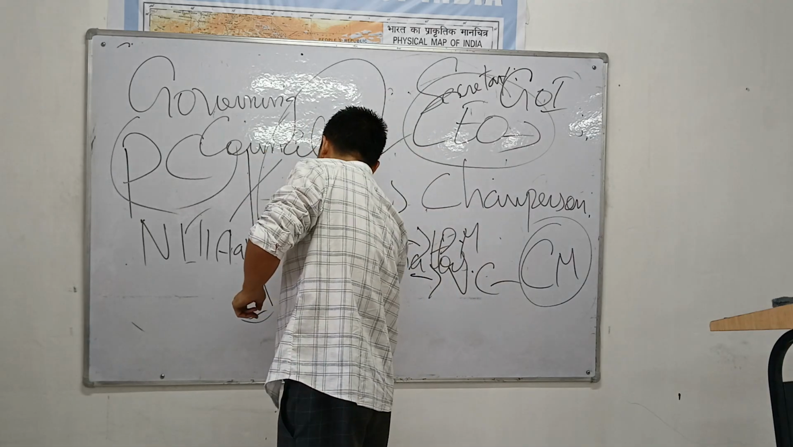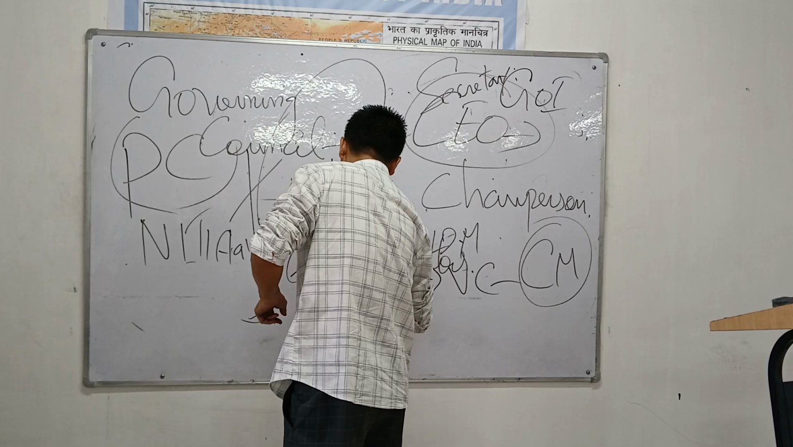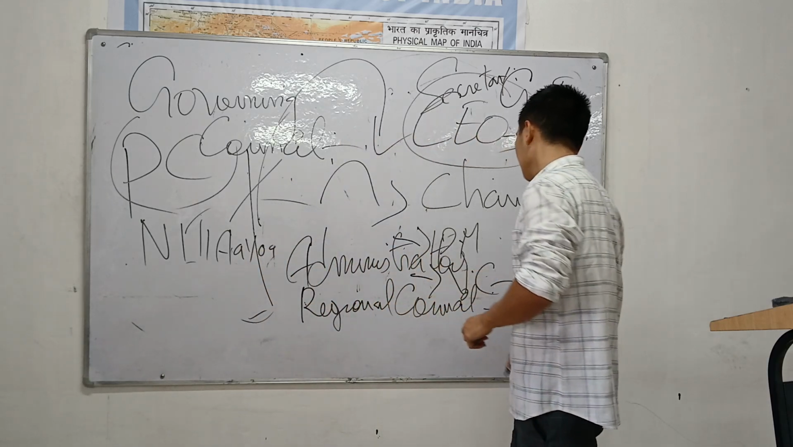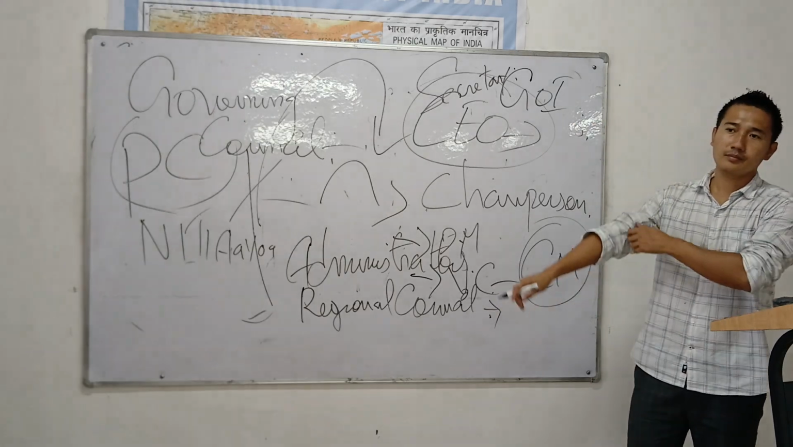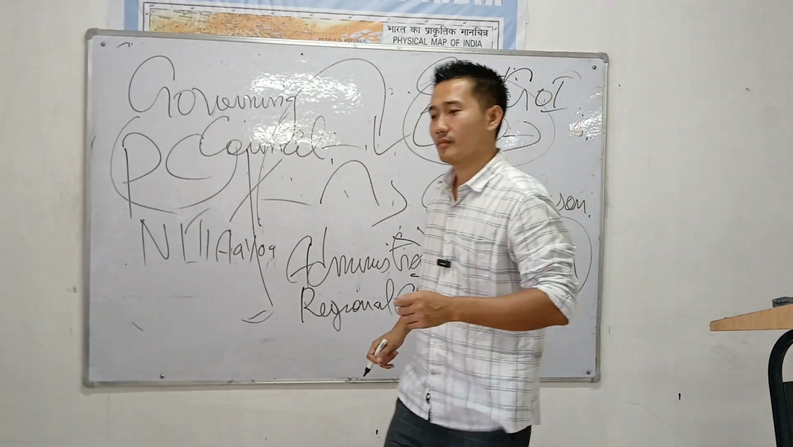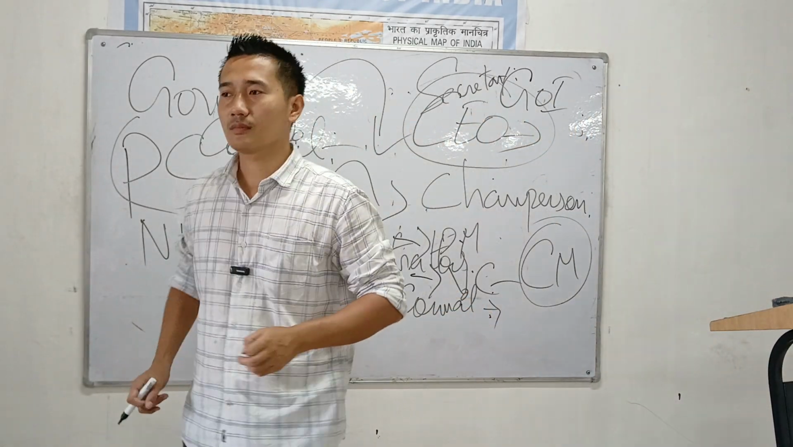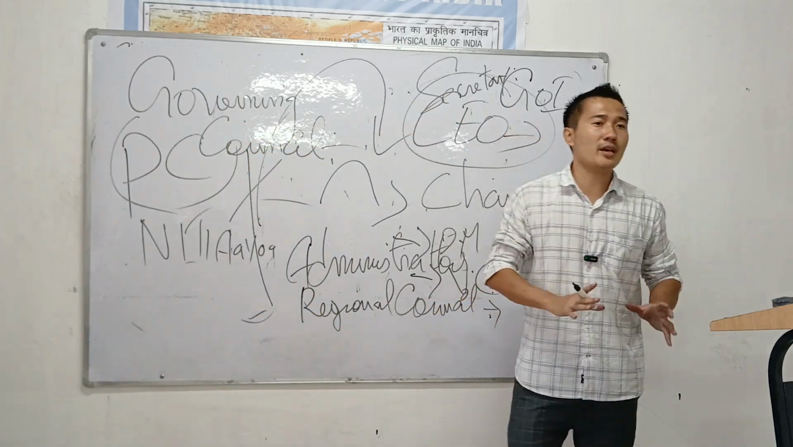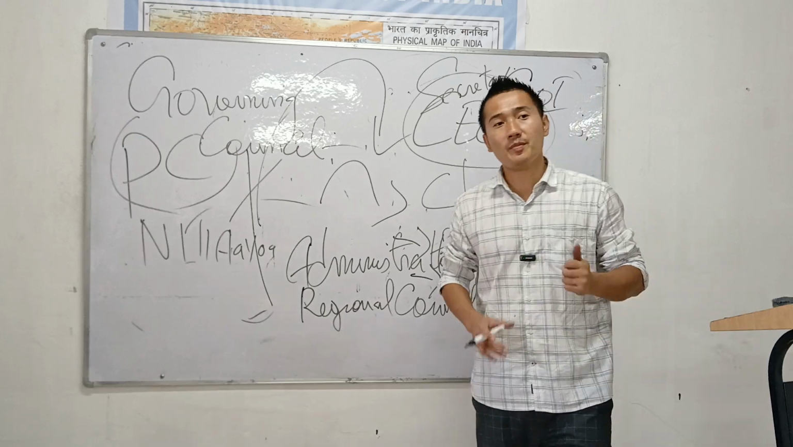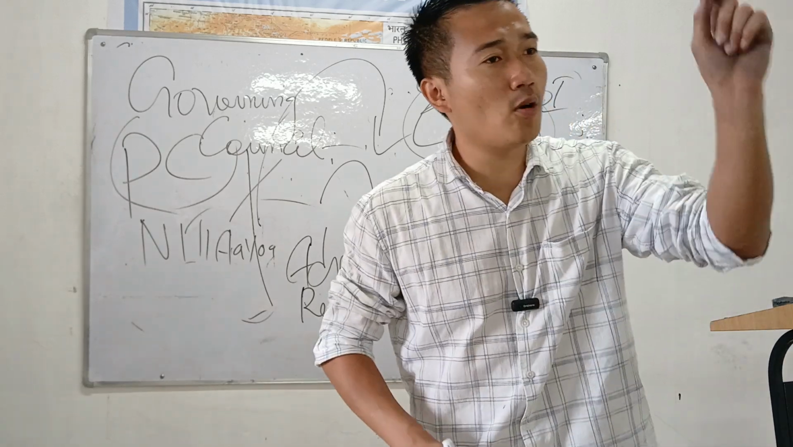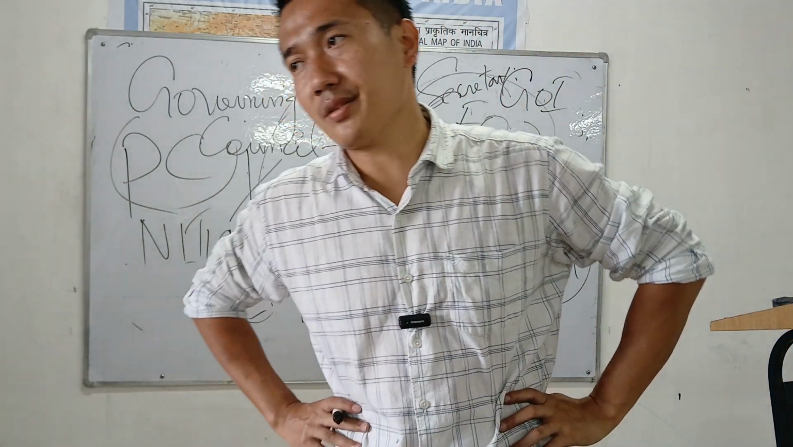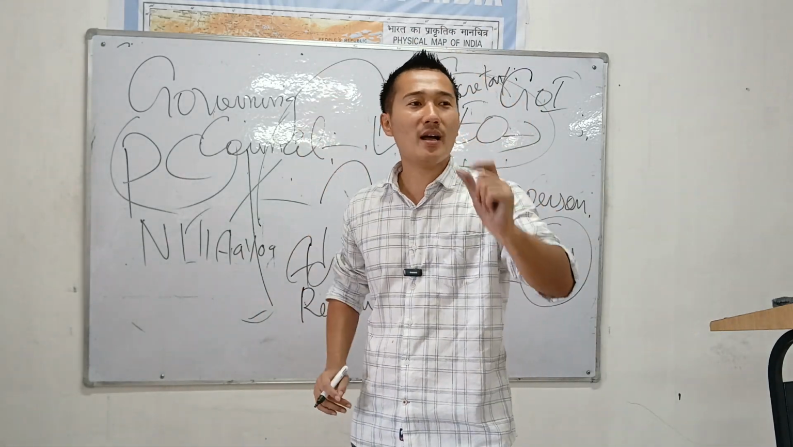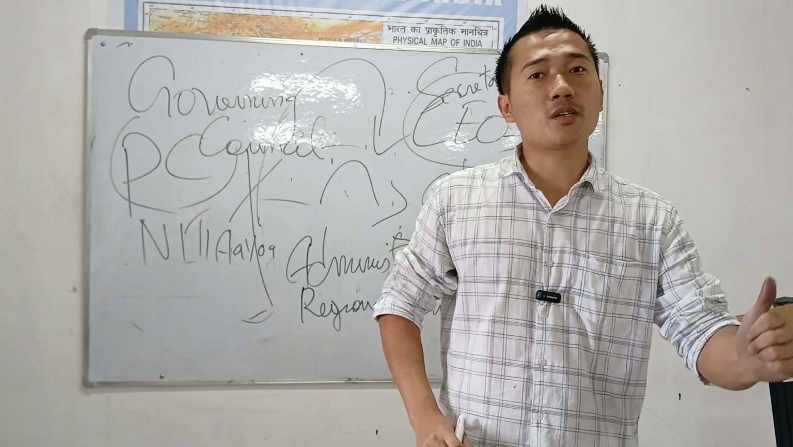Next is the regional council. The regional council also has chief ministers and union territory representatives. Chief ministers of all Indian states, and administrators of all the union territories without chief ministers. Regional councils are set up for a temporary purpose, for regional issues.